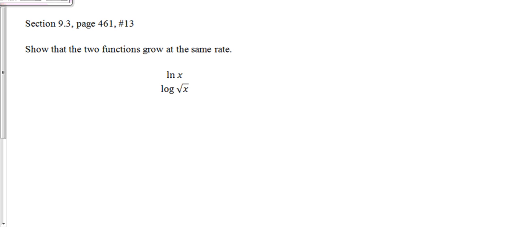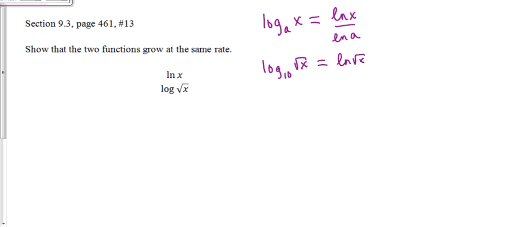So I'd like you to recall from, I think it is chapter 2, that we can take any log base a of x and express it in terms of a natural log. And that's going to be the natural log of x over the natural log of the base, which is a. So now we can take our log base 10 of the square root of x and express it in terms of this other form. So just to follow what I've got going on up here, I'm going to take the natural log of the square root of x divided by the natural log of 10, which is just a number.